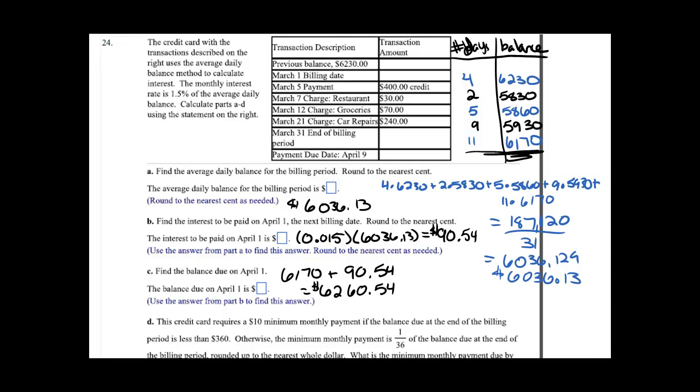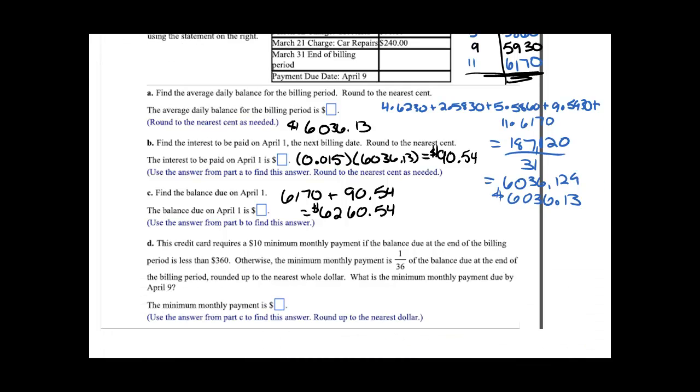And then for the last part, it says that the credit card company requires a $10 minimum monthly payment if the balance owed is less than $360. Otherwise, 1/36 of the balance due. So this is obviously well over $360, so we're going to do 1/36 of the $6,260.54. And whenever we do that, we're going to get $173.90. Following directions, it says round up to the nearest dollar. So our answer will be $174.